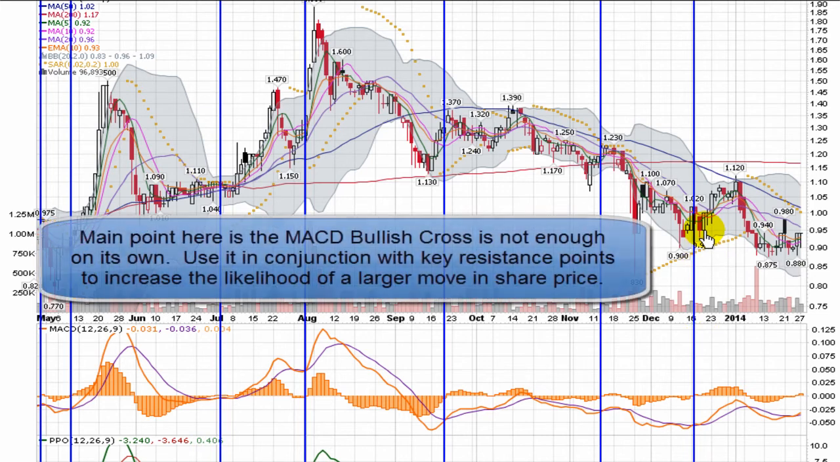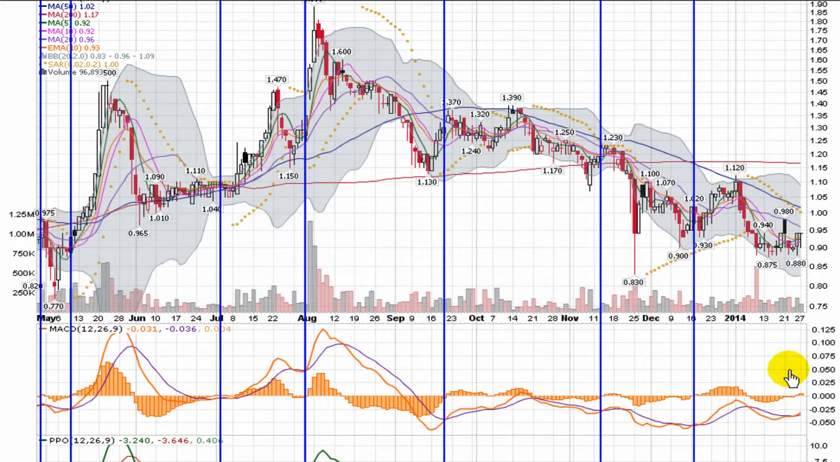Another bullish cross. This is actually a pretty decent bounce from a percentage standpoint, from down around 95 cents up to that 50-day at $1.12. But again, it can't break through it. Price per share comes lower.